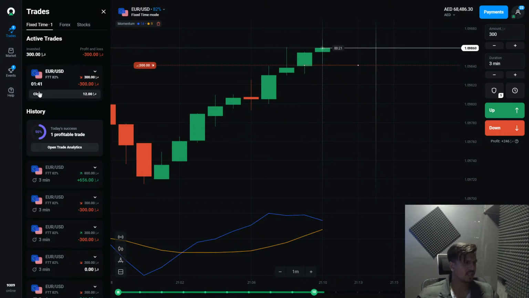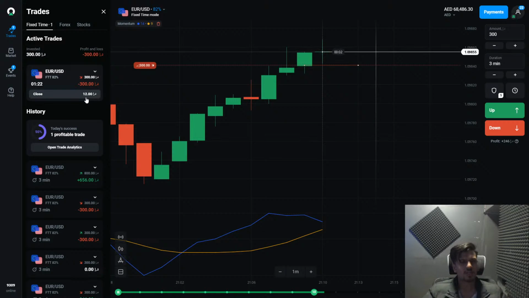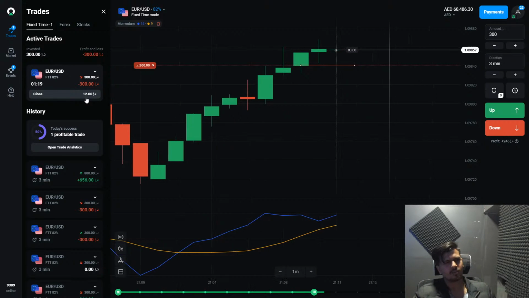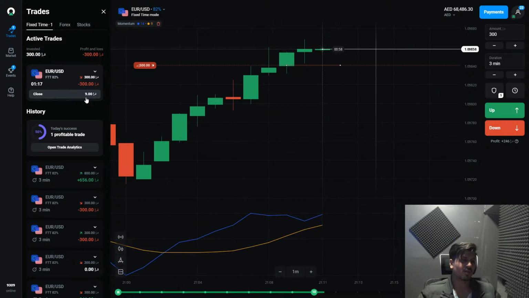Like you can see, they are giving us an opportunity to close this trade. If we close this trade, then this is the amount we will get. So it is better if you are damn sure that we are going to lose, then you can save a little bit of your money according to this time period. You can close this and it will come into your account, but not the complete amount, but it's something.